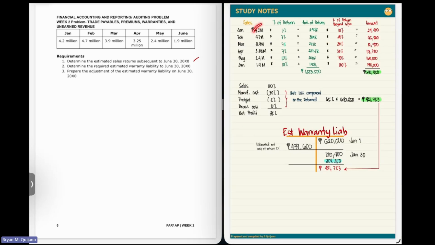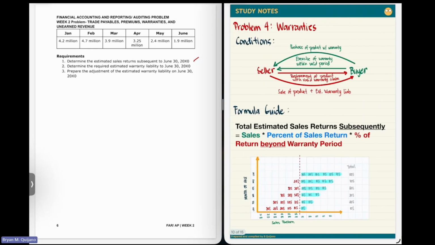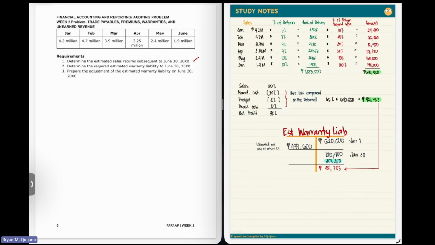Now, let's plot the sales for January, February, March, April, May, June. So we have it here. Then multiply it by the percentage of return, 7% until April, then 10% starting May and June. We will get the amount of return, then multiply it by the percentage of return beyond June 30. Where did we get this? It's coming from this total. Then we have here 640,850. This 640,850 can now be the required estimated warranty liability.